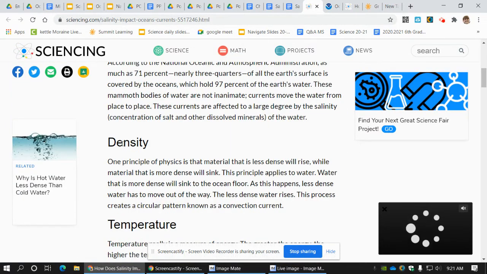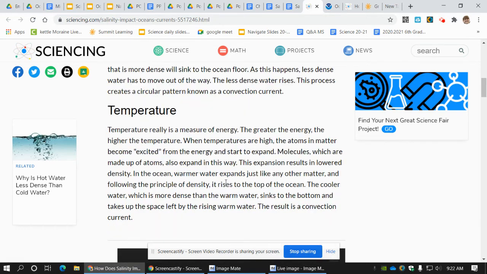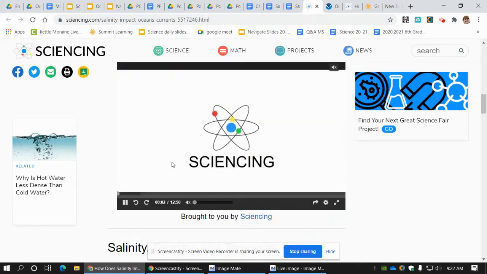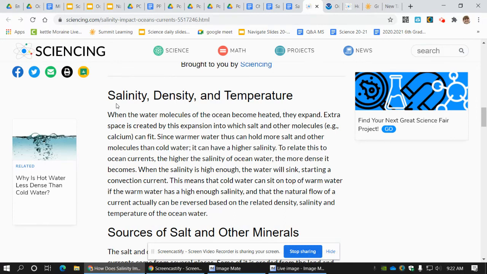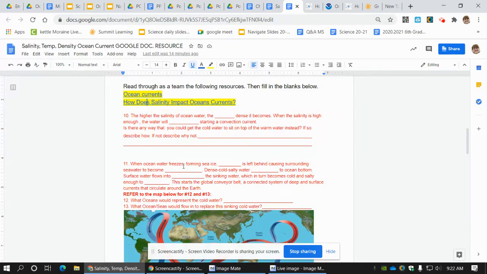I'm going to look, there's a whole section on density. There's a whole section on temperature. It even starts talking about molecules. And some of you are going, this was the similar one that I read before. Absolutely. Some of the answers are in here. There's a whole section on salinity, density, and temperature. I'm pretty certain you want to focus on that, especially when you are trying to answer the questions right here.